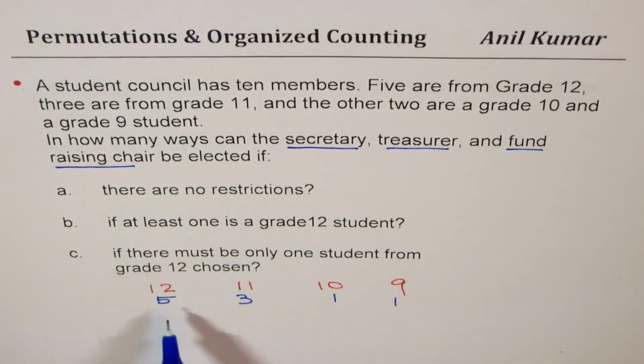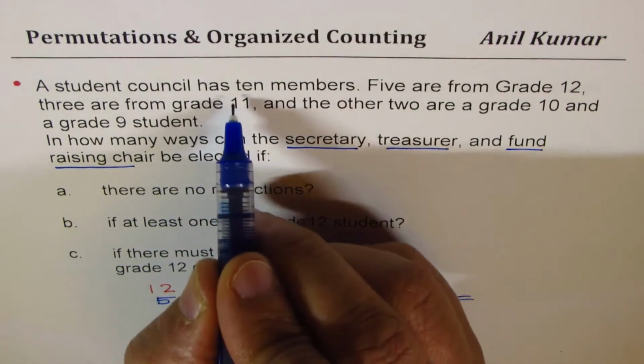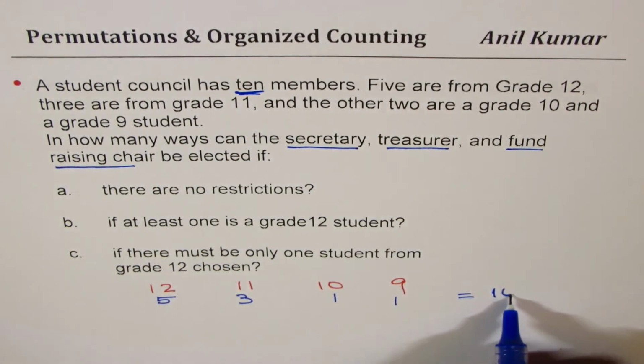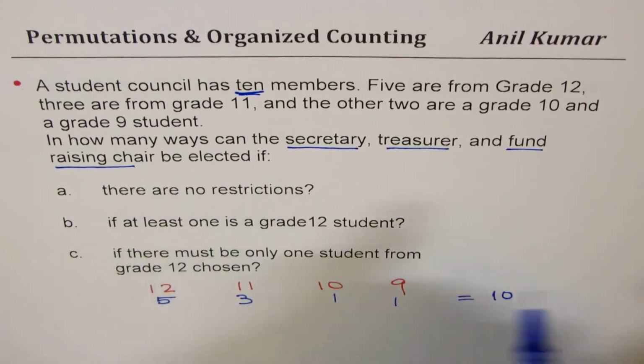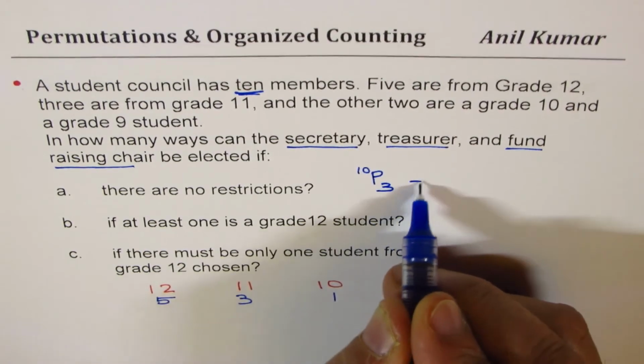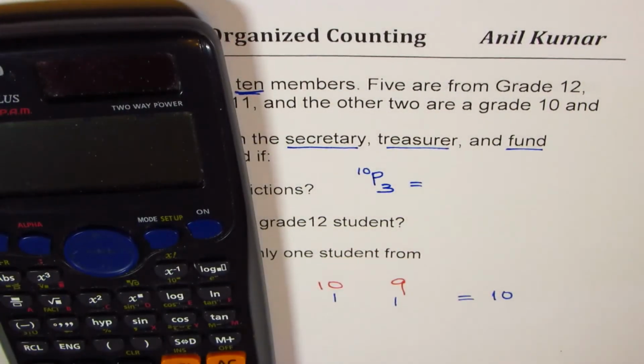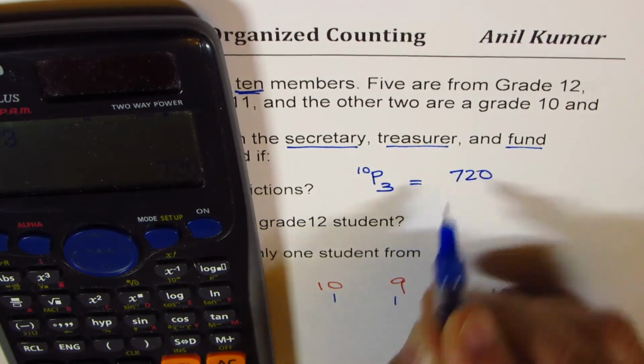So 3 posts, and in all, how many are there? Let's count. It is 10. In all, there are 10. And therefore, with no restrictions, the answer is 10P3, 3 positions, correct? So that becomes the answer for the first one. So we can say 10P3, and that is 720.